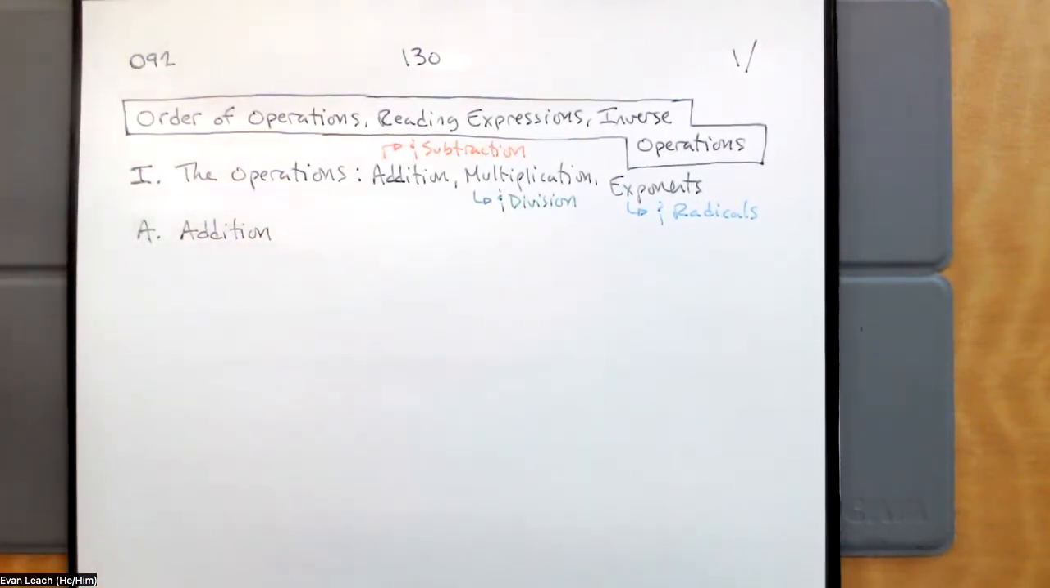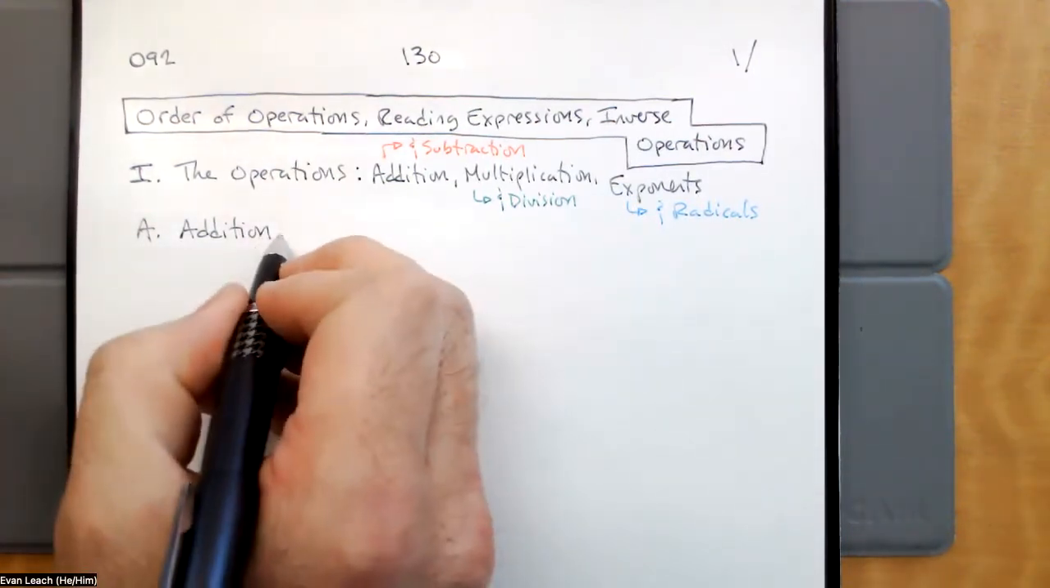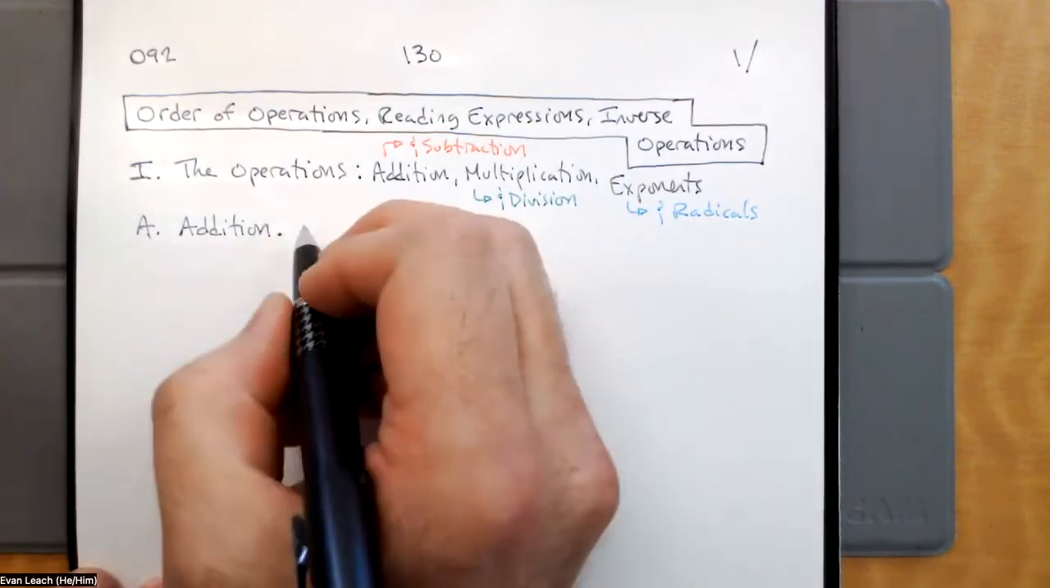Addition is our foundation for everything. This is where it all starts. This is what we're going to build these three operations out of. I want to build this out of addition. Here are the rules for addition. We only add things that are the same. When we add them, it doesn't change what they are. Those are Leach's rules for addition.